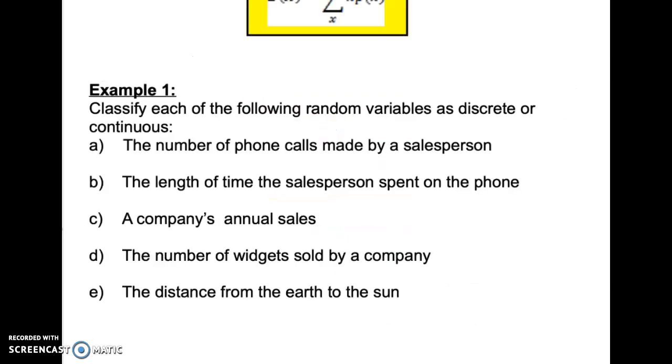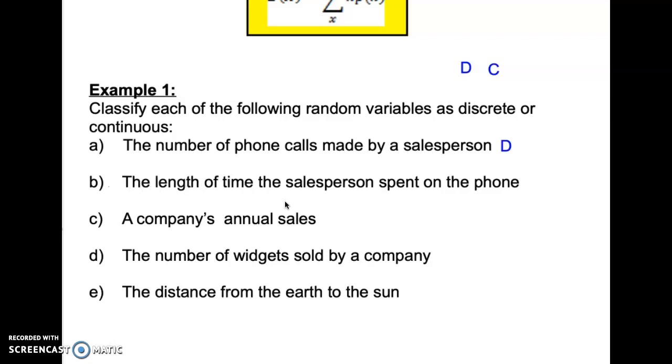So the first example here is to classify each of the following random variables as either discrete or continuous. Our first example is the number of phone calls made by a salesperson. You have to ask yourself, is there a finite number of possibilities? And in this case, there is, right? They either make 1 phone call or 2 phone calls or 3 phone calls. They're not going to make 1.25 phone calls and 1.275 phone calls. So that makes it discrete. There are specific values that it can take on.